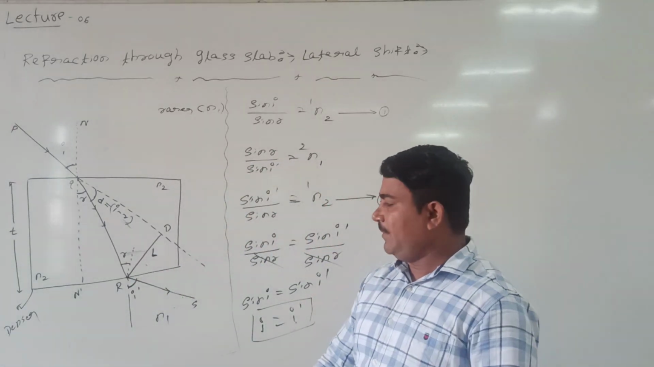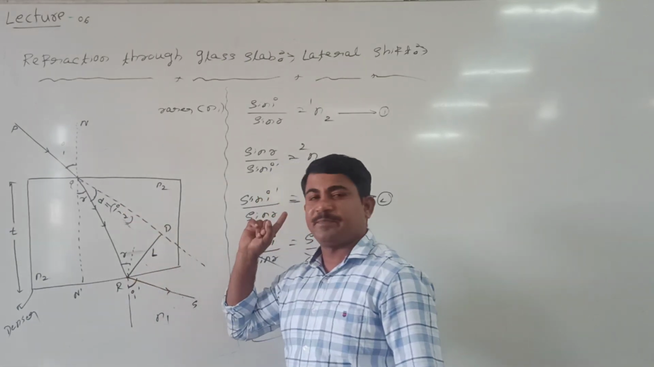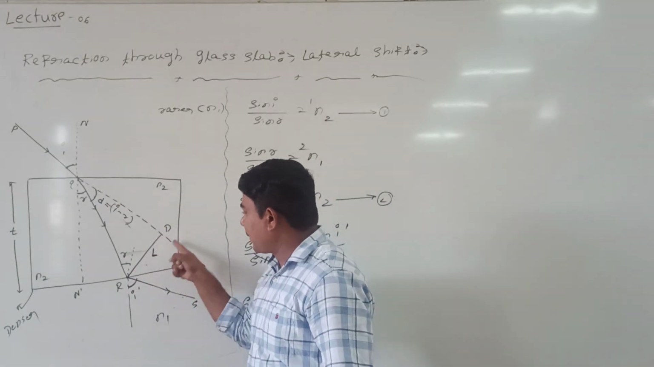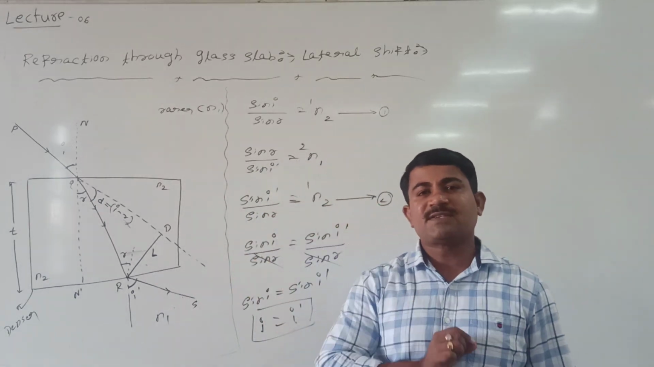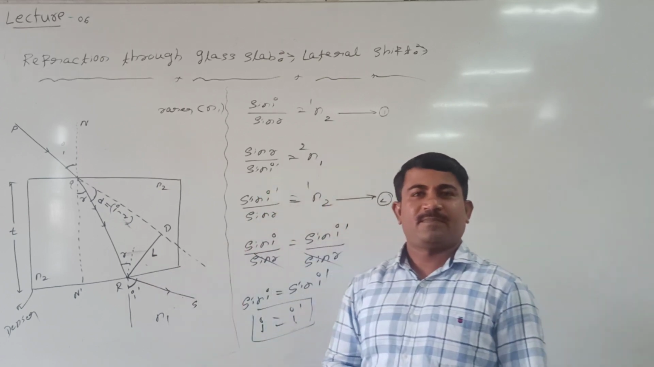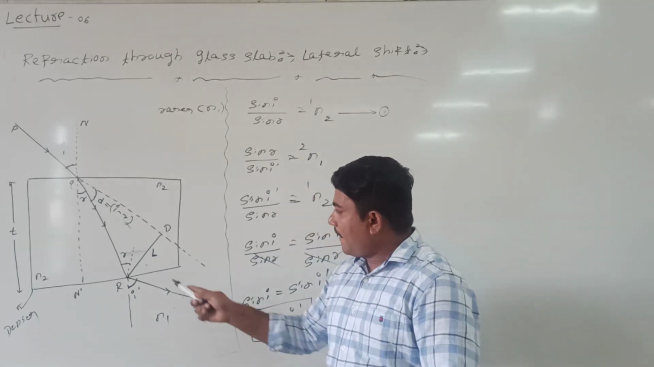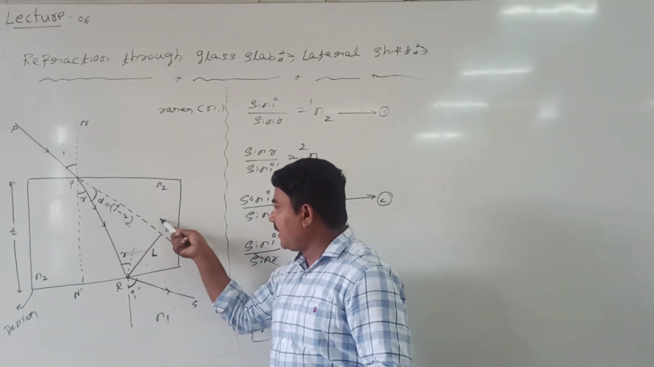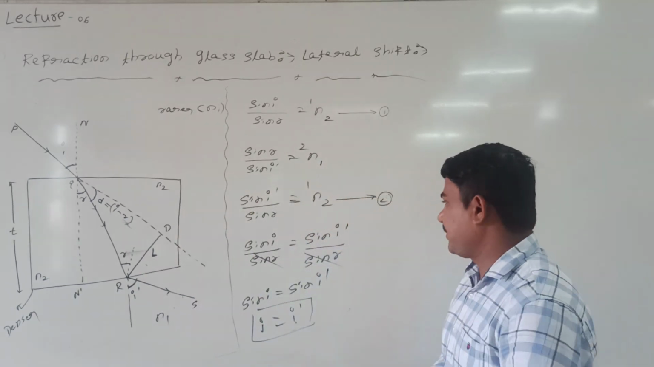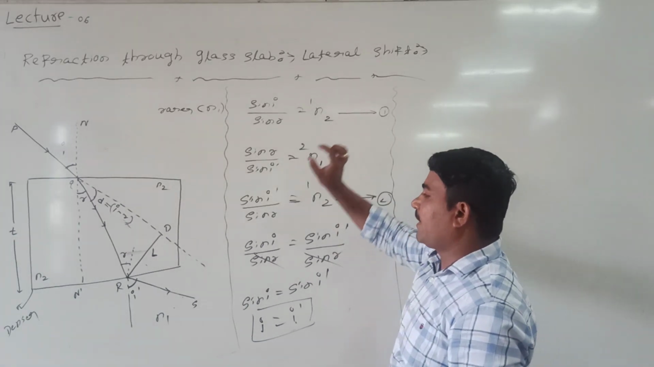What is lateral shift? The perpendicular distance between the incident ray produced and the refracted ray is called the lateral shift. This lateral shift can be represented by L. Right. I need the expression for lateral shift. This lateral shift expression we will see, represented by the value L.